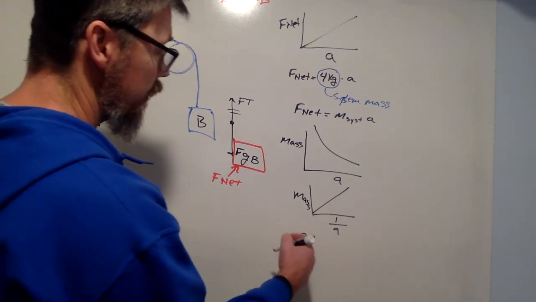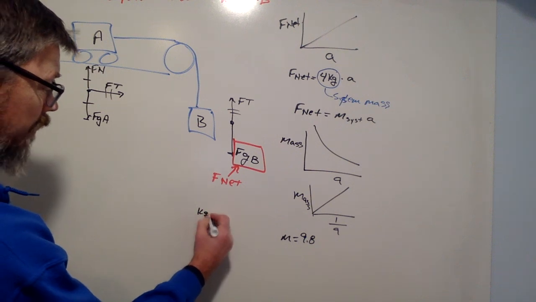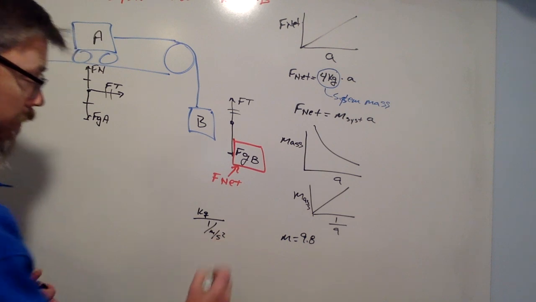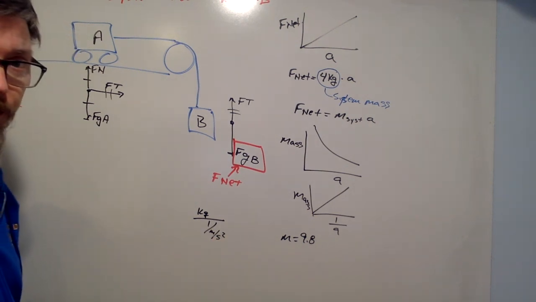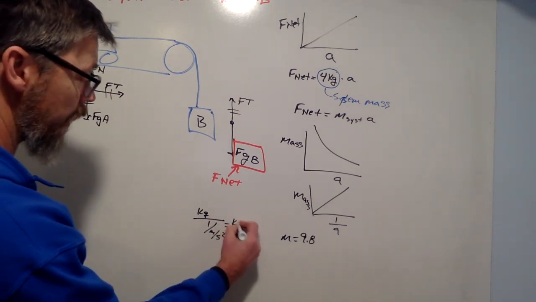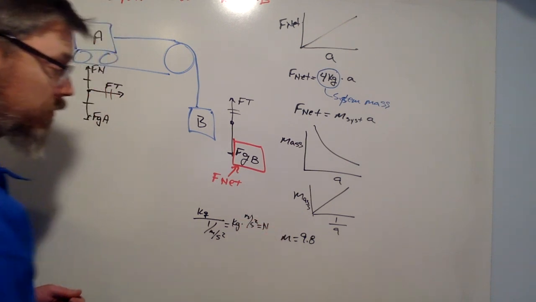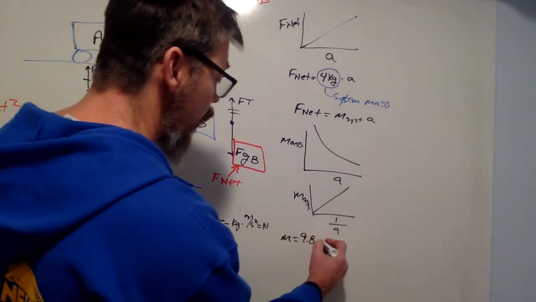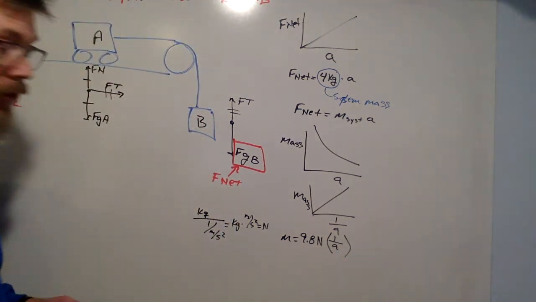And your units, watch what happens with the units. It's kilograms over 1 over meters per second squared. Right? Because 1 over a is 1 over meters per second squared. And so when you rearrange this, that equals kilograms times meters per second squared, which is newtons. That's a newton. So 9.8 newtons times 1 over a is your equation for that.